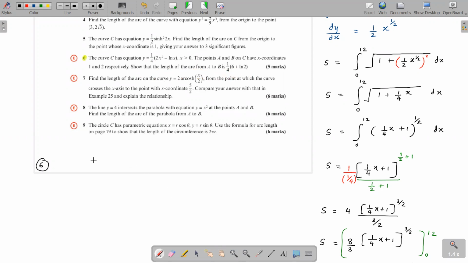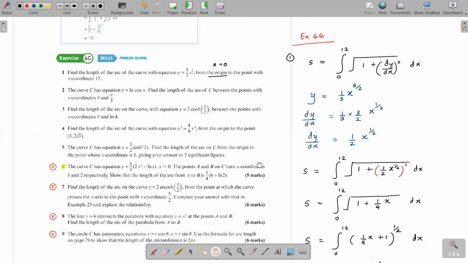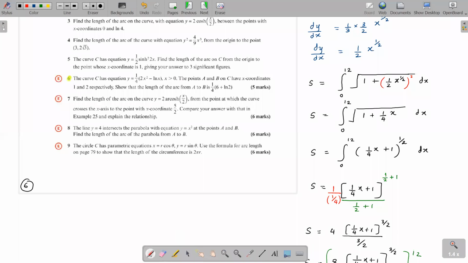Okay, so what do we do here? Basically, I'm going to differentiate this. I'm using the first equation, the same one I used earlier. So I'll be differentiating. I want to find dy by dx to input into this equation, isn't it? Shall we find dy by dx first? So how do you find dy by dx here? y equals 1 over 4 times 2x squared minus ln x.